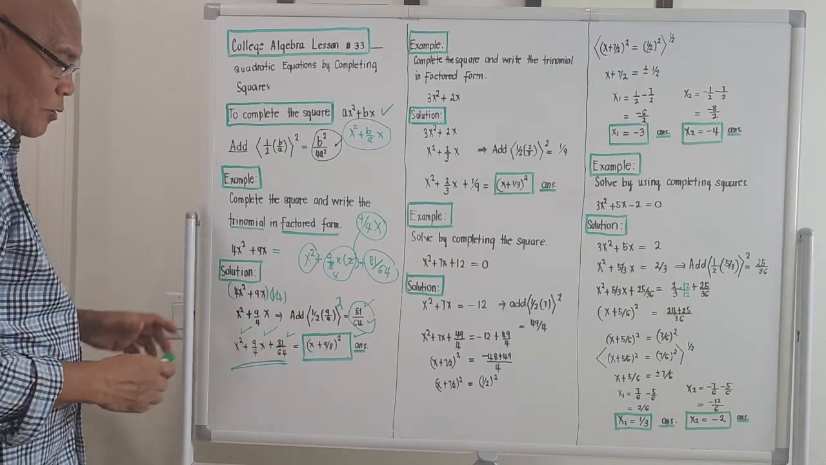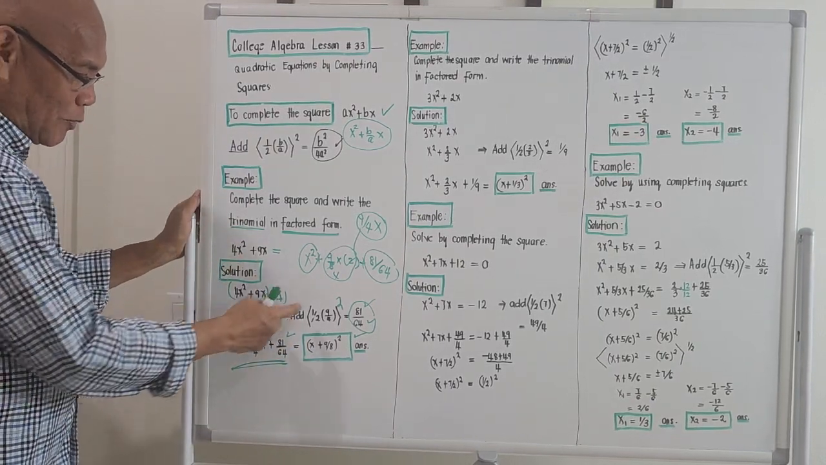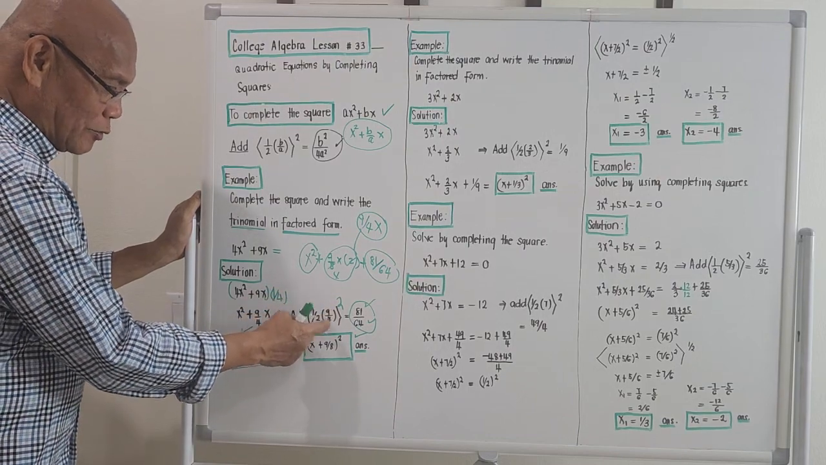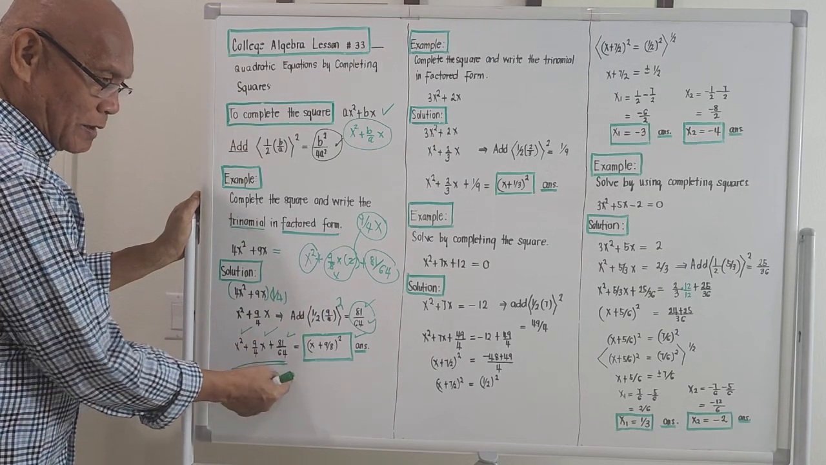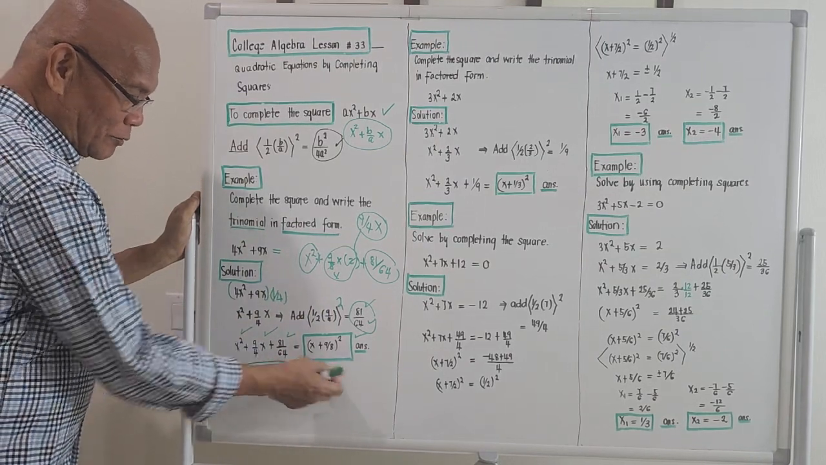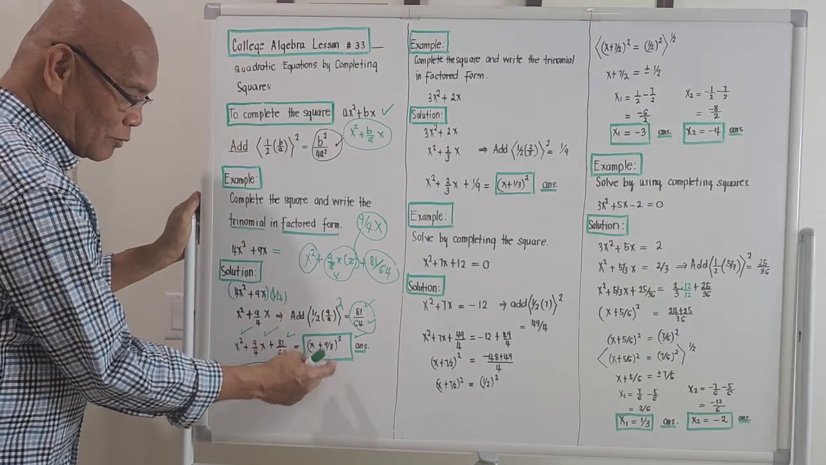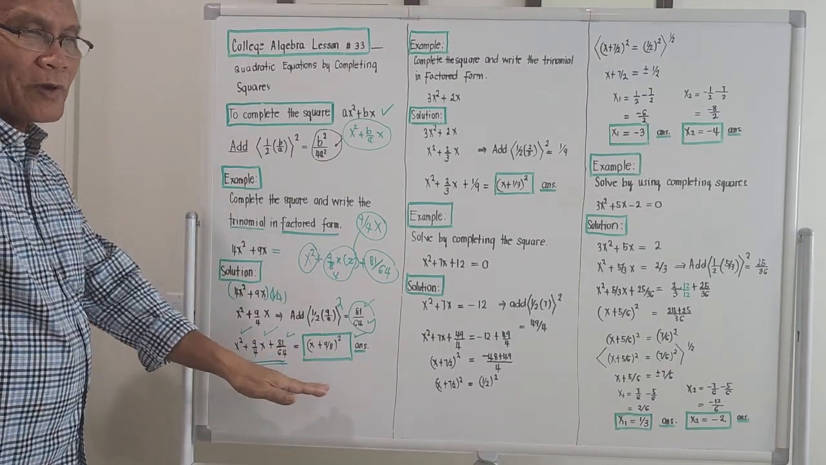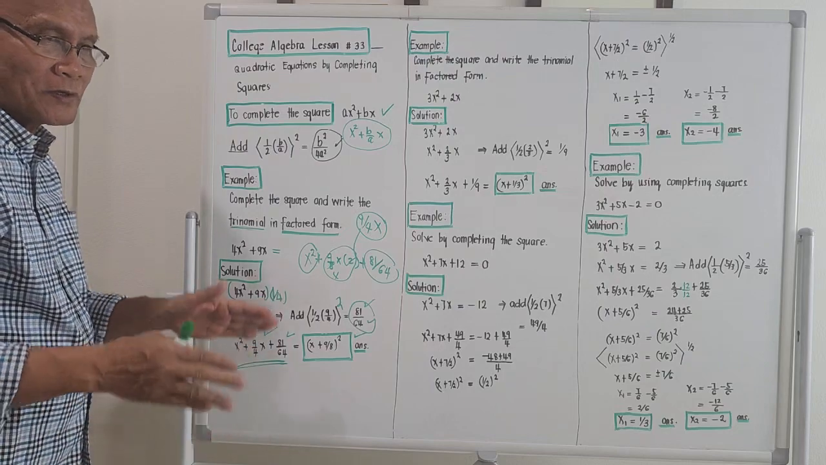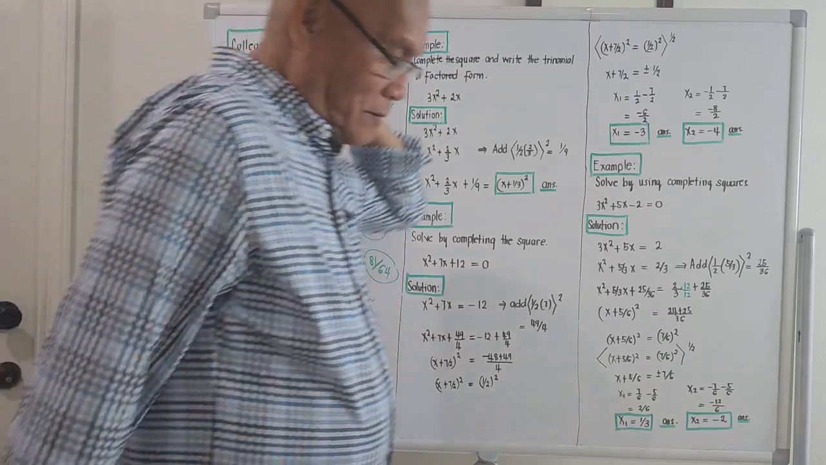Okay? So meaning to say, after the addition of 1/2 of the ratio b over a, squared, what comes out will now be a perfect trinomial. And this is now factorable to the quantity x plus 9 over 8 quantity squared. Answer. Okay? We are not even solving for x here. We are just completing the square. Right?